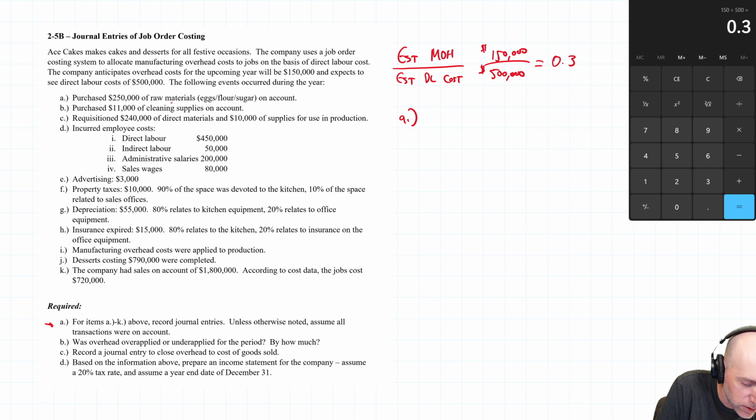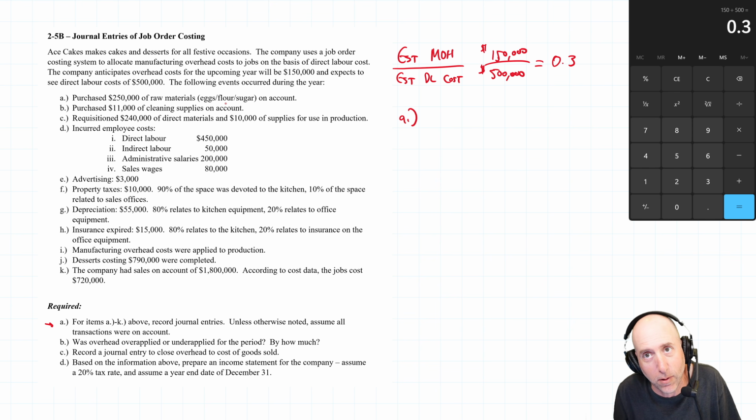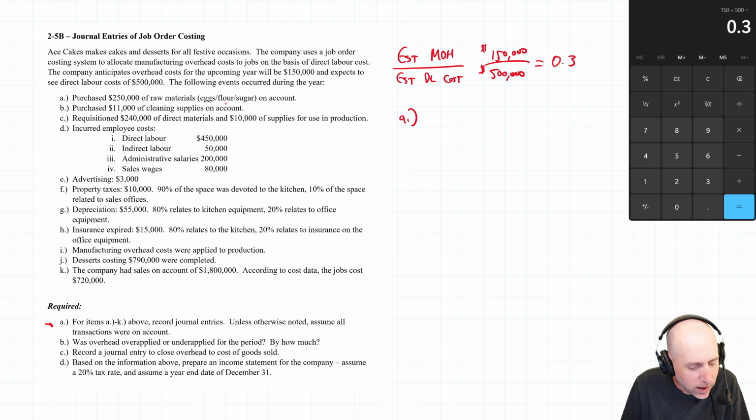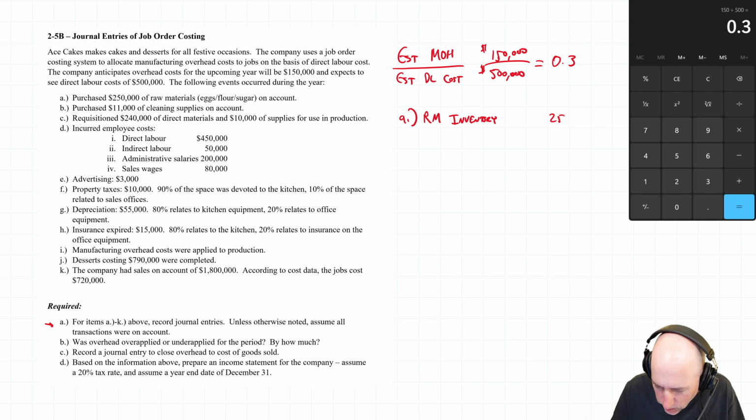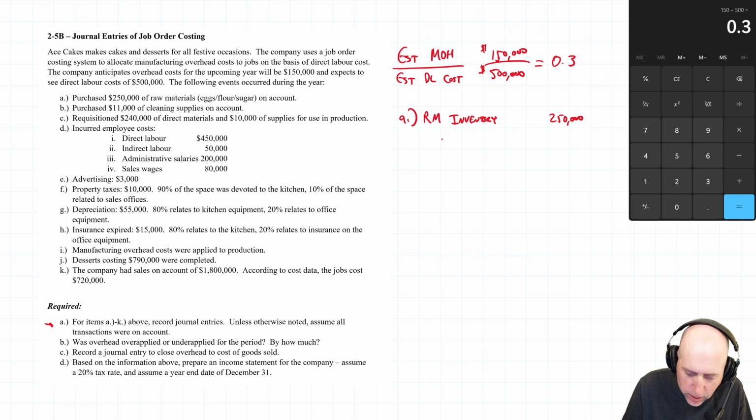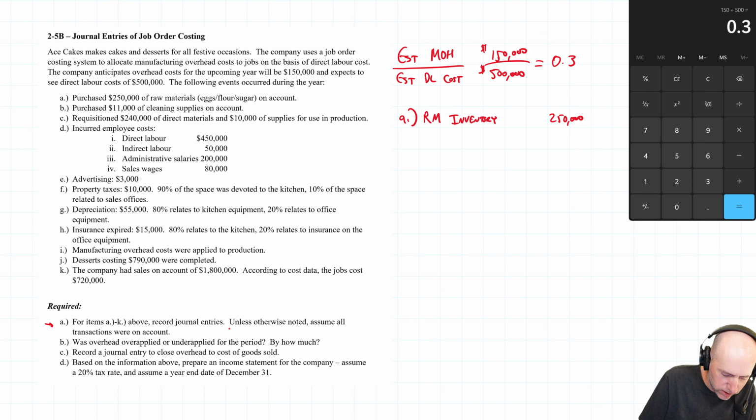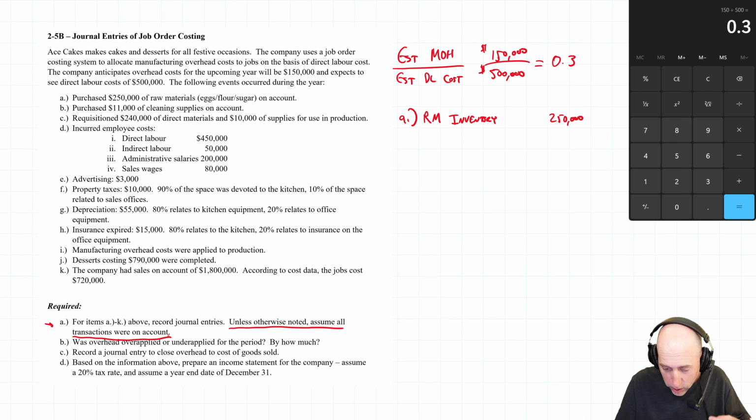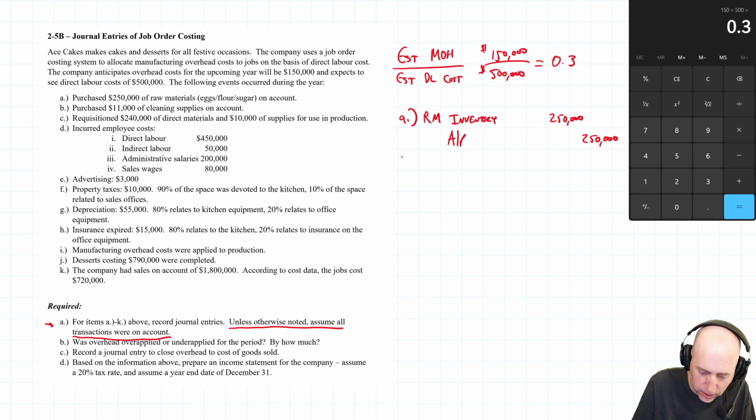Purchase $250,000 of raw materials, eggs, flour, sugar, that's the raw material of a bakery, on account. Okay, so we bought raw materials. Raw materials are an asset. We're going to debit raw materials inventory $250,000. And we're going to credit, if we bought them on account, and it didn't say here, but unless otherwise noted, assume all transactions are on account, we're going to credit accounts payable. If we had paid cash, we of course would credit cash, but here we're assuming everything's on account.